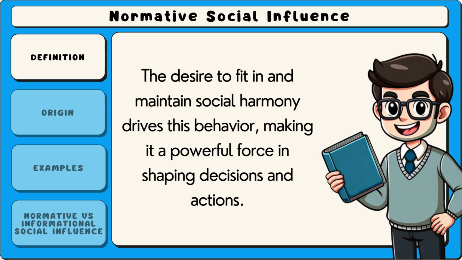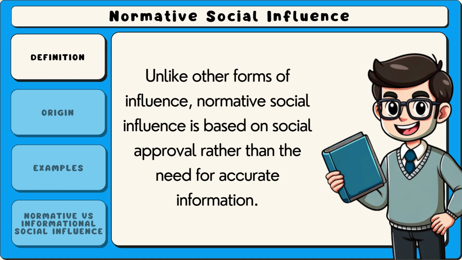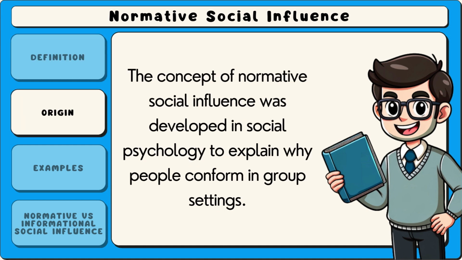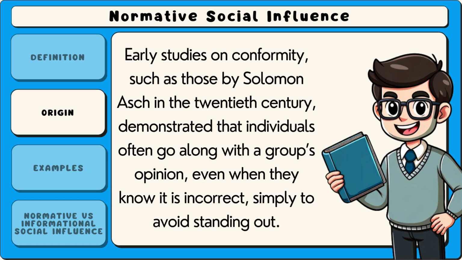and actions. Unlike other forms of influence, normative social influence is based on social approval rather than the need for accurate information. The concept of normative social influence was developed in social psychology to explain why people conform in group settings. Early studies on conformity, such as those by Solomon Asch in the 20th century, demonstrated that individuals often go along with a group's opinion, even when they know it is incorrect, simply to avoid standing out.